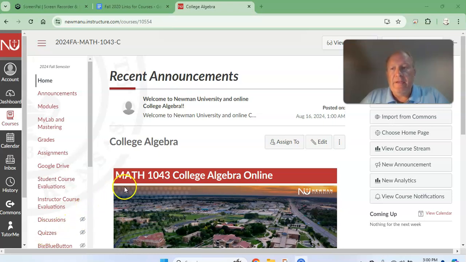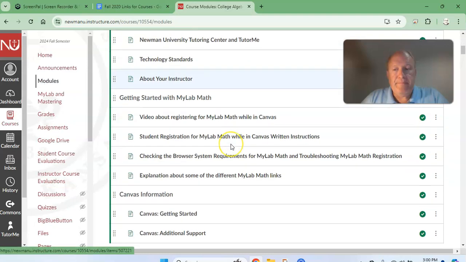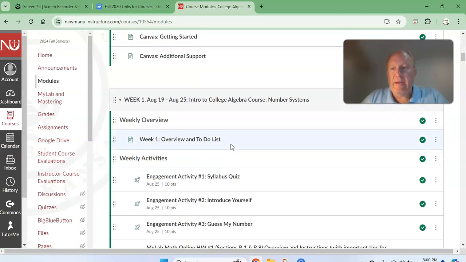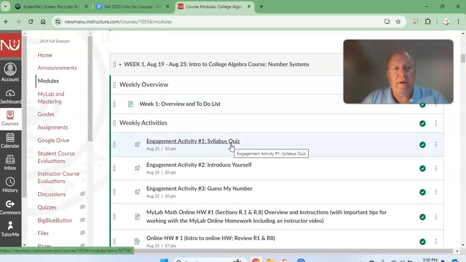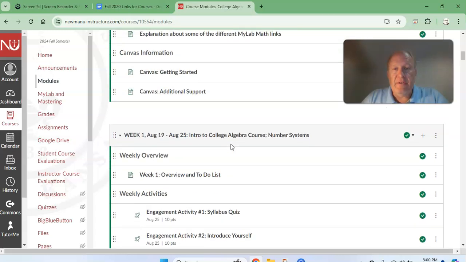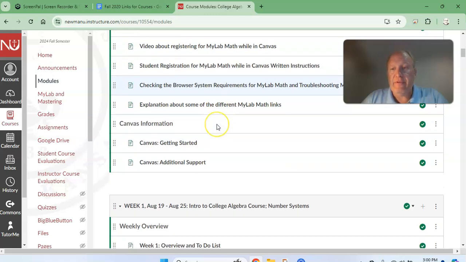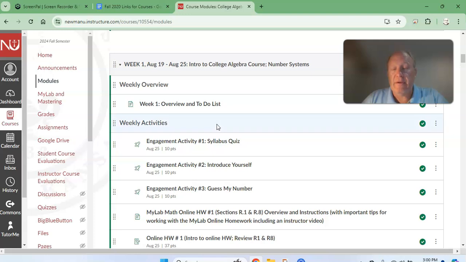So here I am on the home page. Let's go ahead and go to modules and we'll run through week number 2. Hopefully by now you've been successful and you've gotten into MyLab Math and started to work. If you're having trouble still, here are a couple of resources where you got your Getting Started with MyMathLab. There's also some Canvas information, so make sure you're reviewing those if you need help. And also call me or email me and I'll help you too.